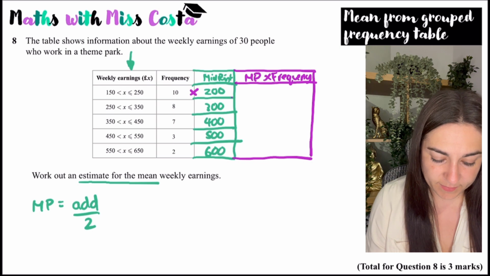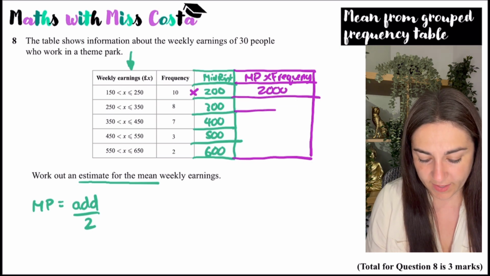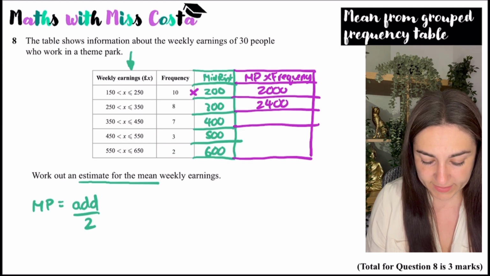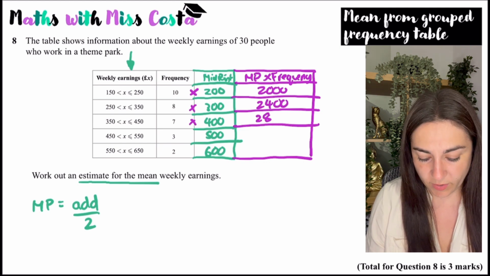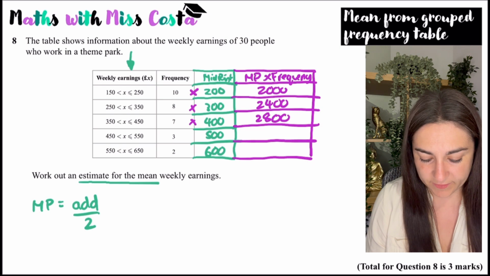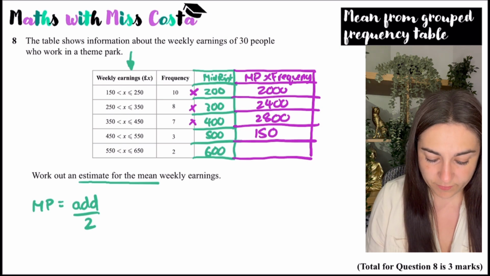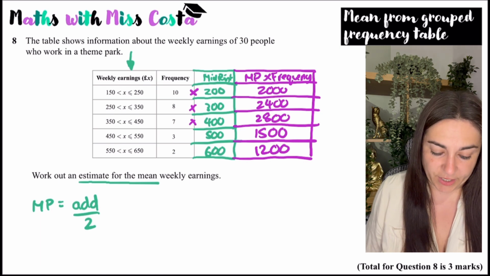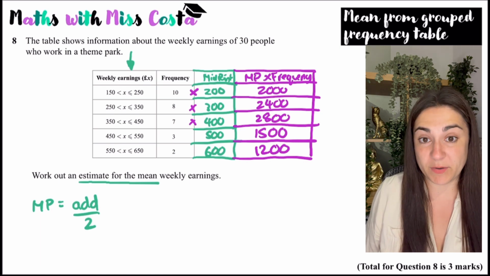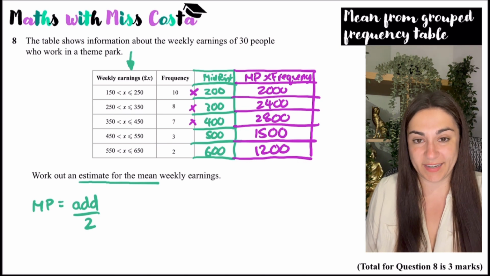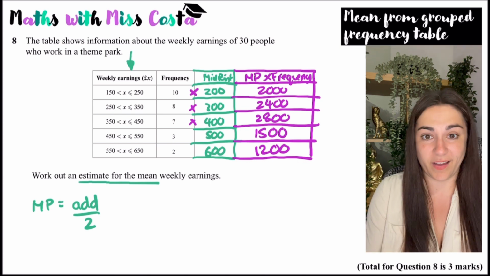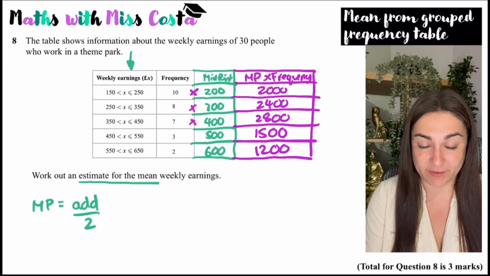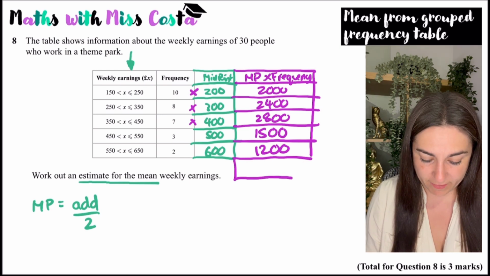So I'd do 10 times 200, which is 2000, 8 times 300, so 8 times 3 is 24, add the 2 zeros, 7 times 400, 7 times 4 is 28, add the 2 zeros, 3 times 5 is 15, add the 2 zeros, and 2 times 6 is 12, add the 2 zeros. So the reason I'm doing this is because I'm doing my midpoint, the best guess as to what the earnings are. So there are 10 people that earn £200. Therefore, there's 10 lots of £200, which is 2,000. So I do that for everything.